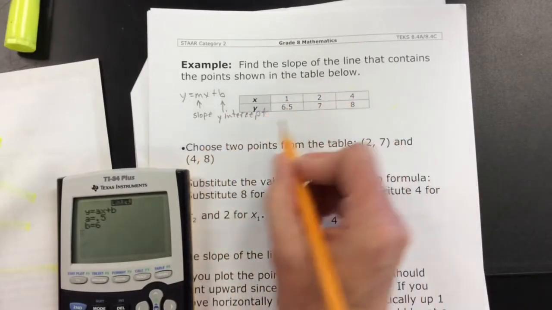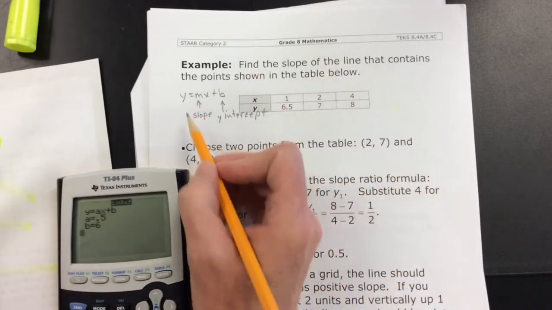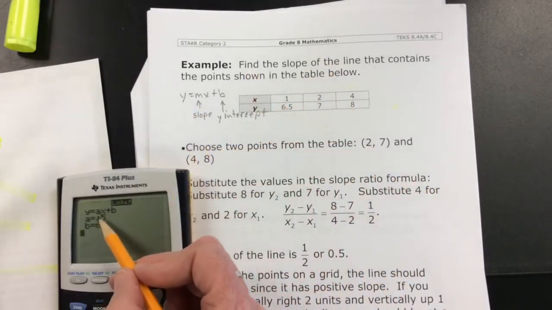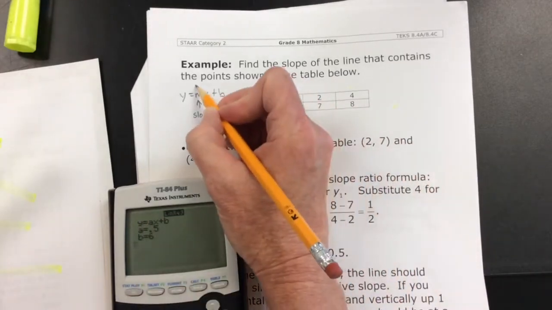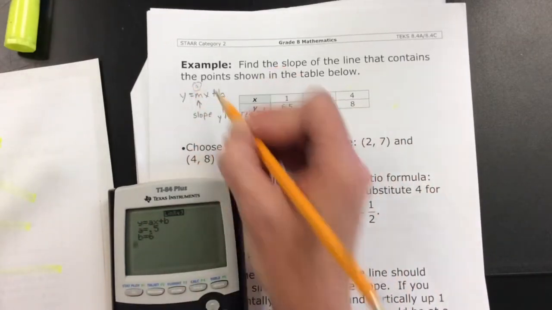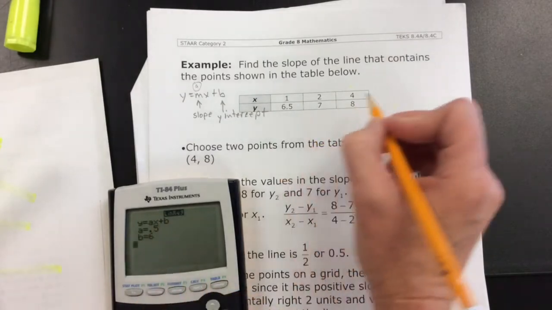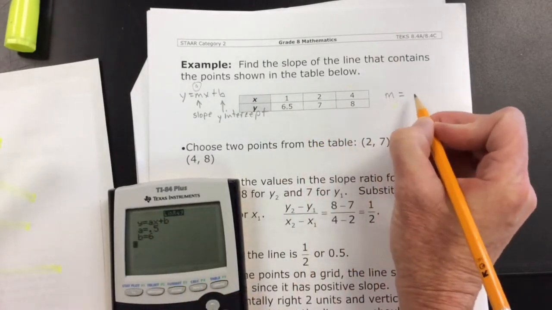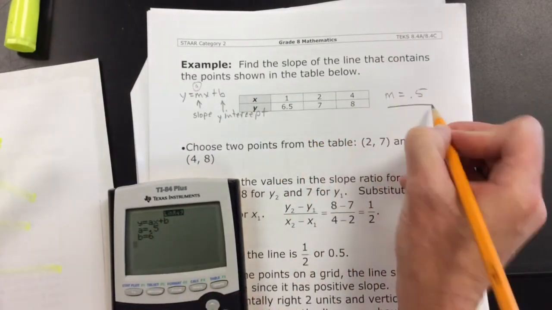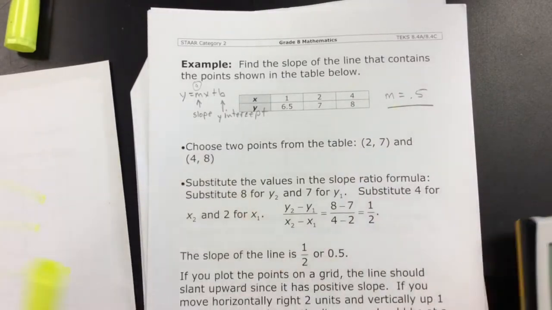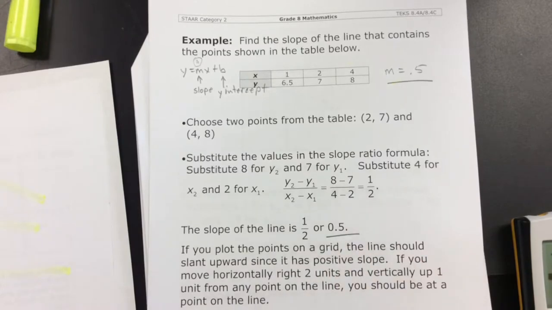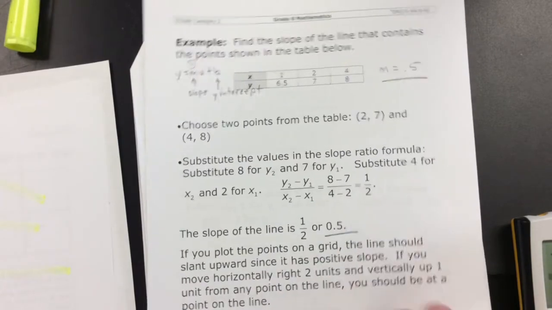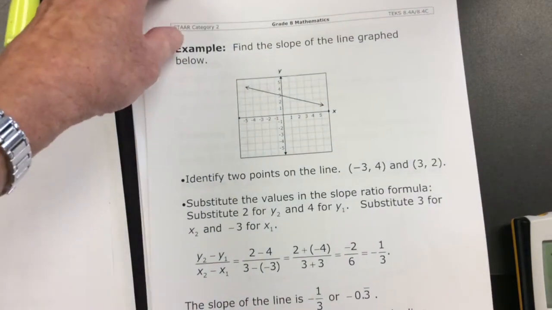Okay? And they want to know, find the slope. Well, on the calculator, they don't have a button that's an M. So on the calculator, it will appear as an A. Okay? So we know our slope, m, equals 0.5. You're done. You don't have to do any of this stuff. And there's your answer. Okay?